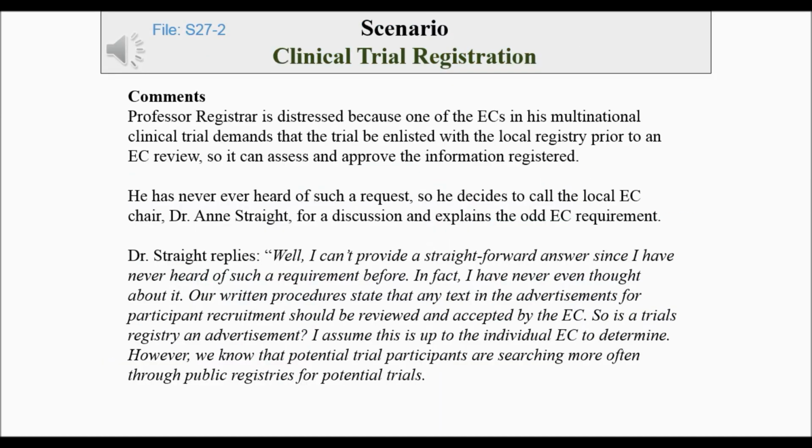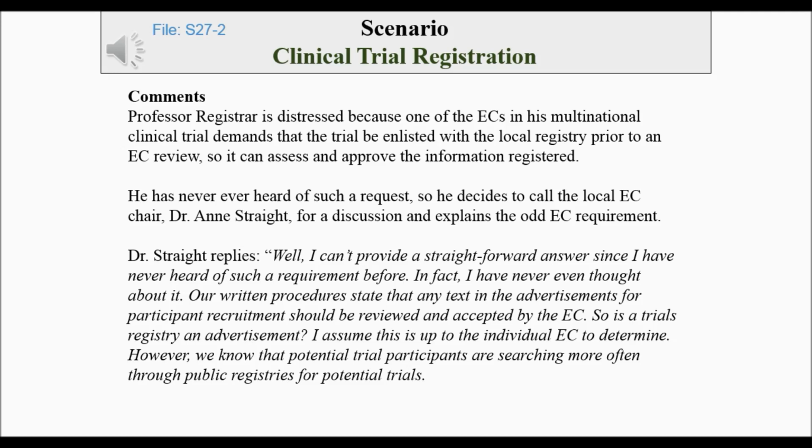Professor Registrar is distressed because one of the ECs in his multinational clinical trial demands that the trial be enlisted with the local registry prior to an EC review so it can assess and approve the information registered. He has never heard of such a request, so he decides to call the local EC chair, Dr. Ann Straight, for a discussion and explains the odd EC requirement.